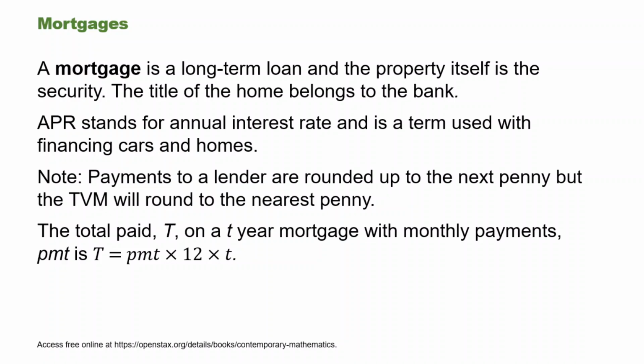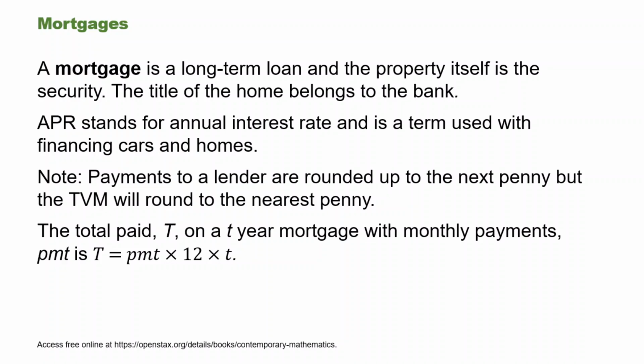Mortgages. A mortgage is a long-term loan and the property itself is the security. The title of the home belongs to the bank. Now, APR stands for the annual interest rate, typically stated as a percent, and is a term used with financing cars and homes. Now note that payments to a lender are rounded up to the next penny, regardless of whether it's the nearest penny or not. But the TVM solver will round to the nearest penny.